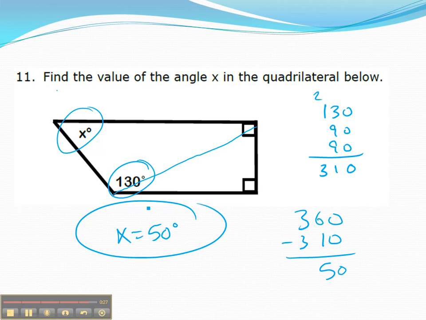We can see that it's an acute angle. Okay, we'll pick up the review with problem 12 in the next video.